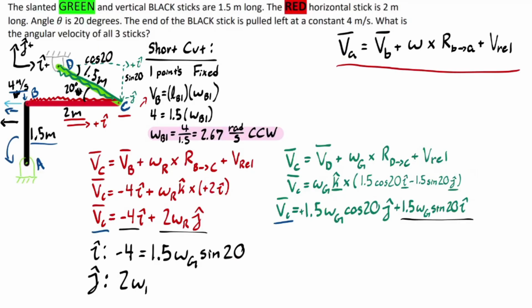2WR in the j. Oh, I don't have the right j, because I'm writing that here explicitly, is equivalent to this j term, which is positive 1.5 WG cosine of 20. And then that is there, and I think that about solves our problem. All that's left to do is algebra.